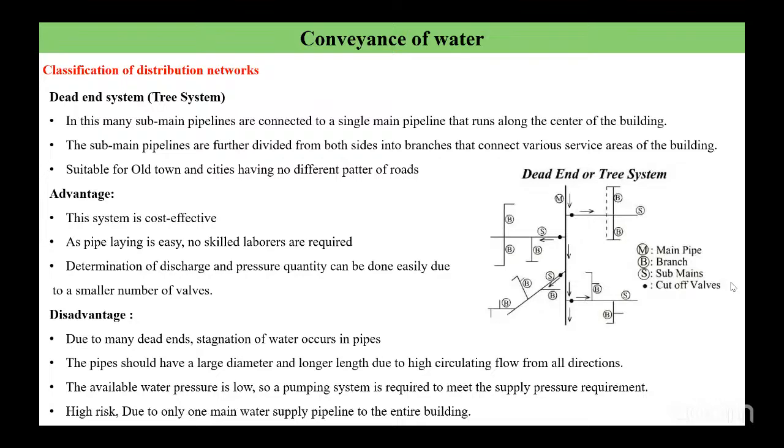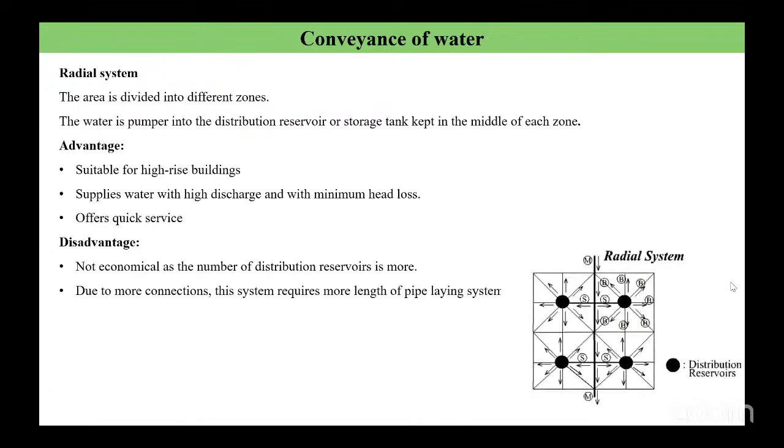All right. So these are the advantages and disadvantages of the dead end system, and this type of water distribution pattern is mainly useful for old towns and old cities where there is no defined pattern of roads. There are no proper road lines and everything. So coming to the radial system, this radial system is mainly divided into several zones.